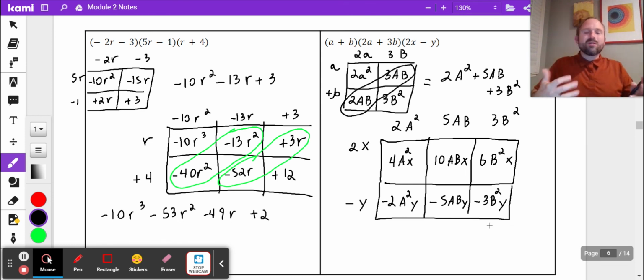They share no common variables. So they are not the same term, so we can't combine them.